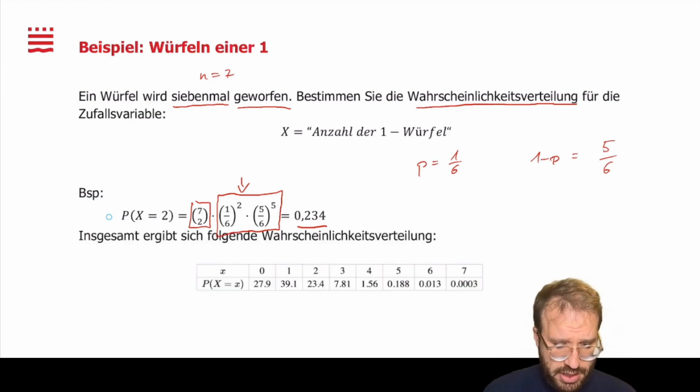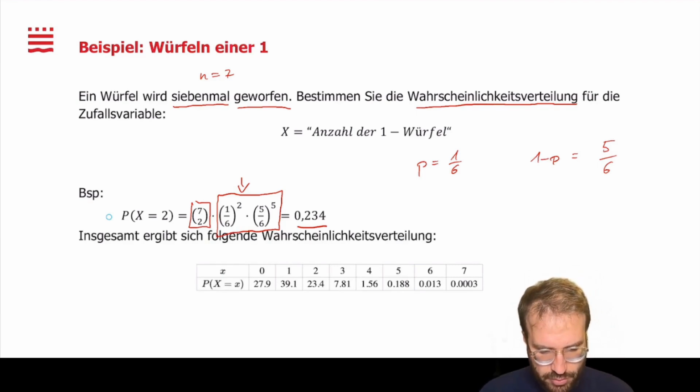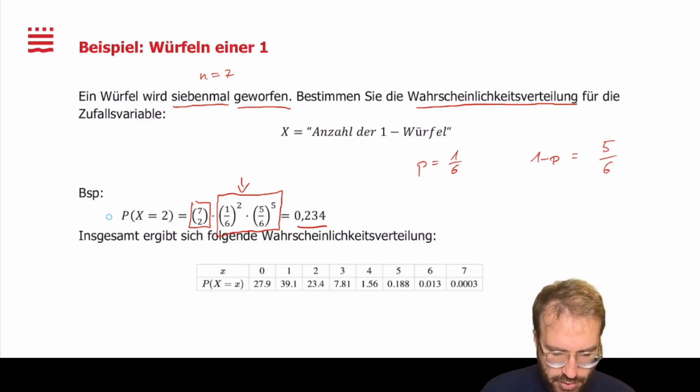Let's go ahead and do that. So we get the following values, and we can see that for 0, 1, and 2, it's relatively likely. And then starting from 3, it drops below 7%. And rolling a 1 7 times, as you can see, is very unlikely, with a probability of just 0.0025.